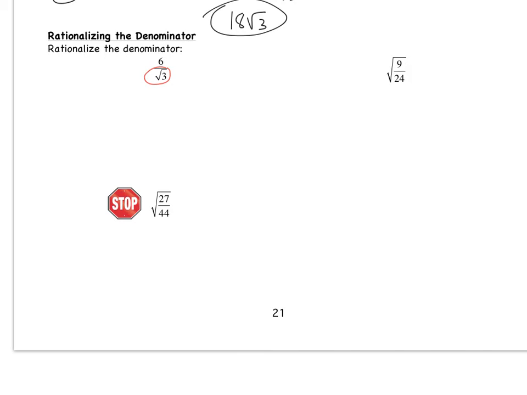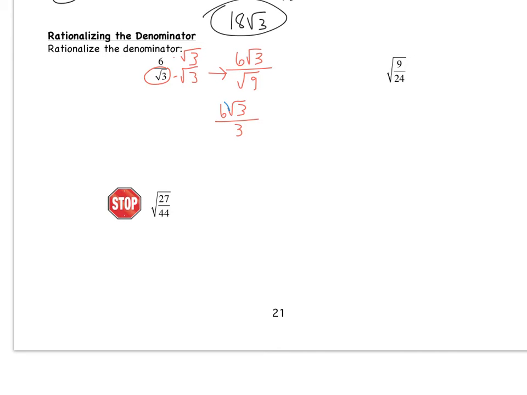The way to get rid of that is to multiply by the same root. So I'm going to multiply the denominator by root 3 and the numerator by root 3. So my numerator becomes 6 root 3. In the denominator, I have root 3 times root 3, which is root 9. And then hopefully you know that the square root of 9 is 3. Okay, so now I have a root 3 in the numerator, the top of the fraction, that's okay. But I no longer have a root in the denominator.